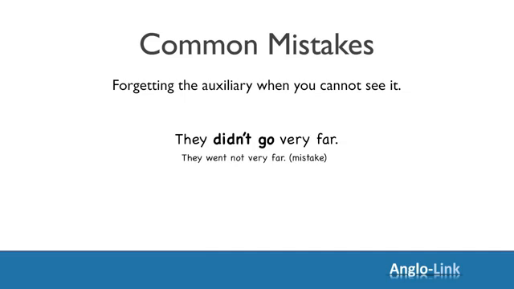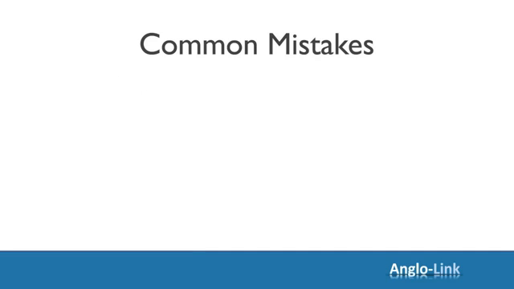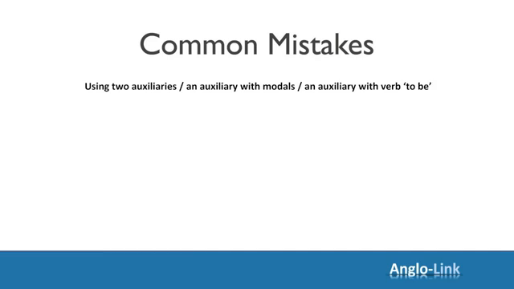Let's look at the second type of common mistake that you might make or you might hear, and that's using an auxiliary with the verb to be, with a modal, or using two auxiliaries. For example, you may hear, I do not have finished. Now, here the verb have is the auxiliary for this tense, so you don't need another one. You can simply add not to the auxiliary have. The correct form is, I haven't finished.